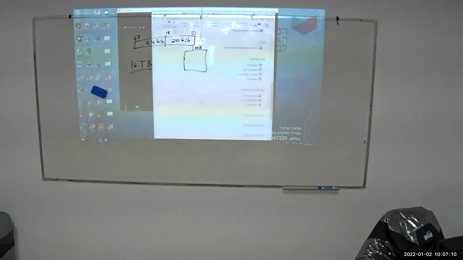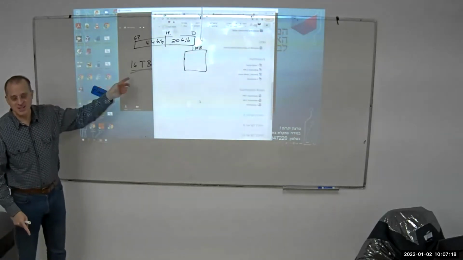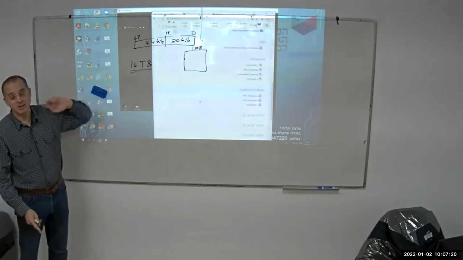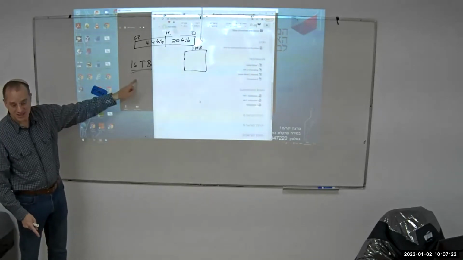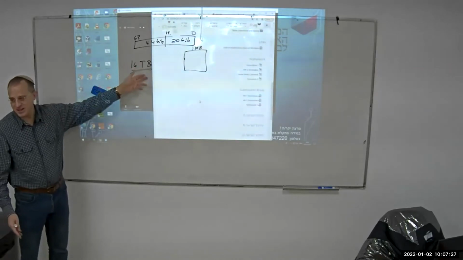If you have such a large number, can you handle it? No, I can't, in memory. 16 terabytes of memory? No computer that you've ever seen has 16 terabytes. We're talking about 16 gigabytes of memory. This has to be in memory, not on disk. 16 terabytes, this is insane. It's totally insane. Everyone sees that?